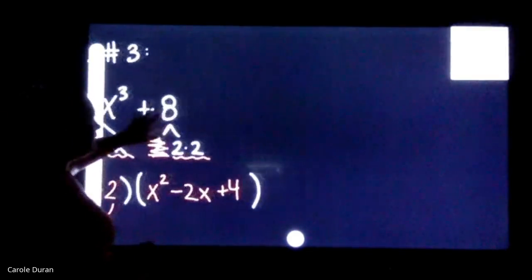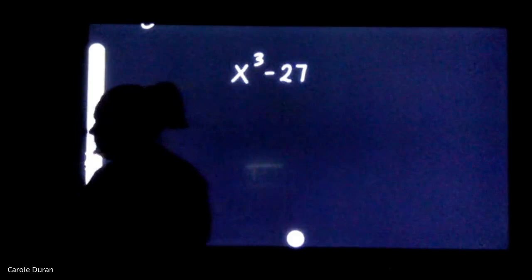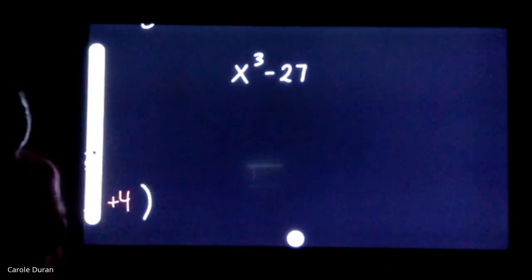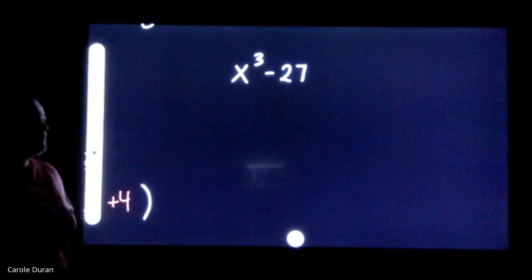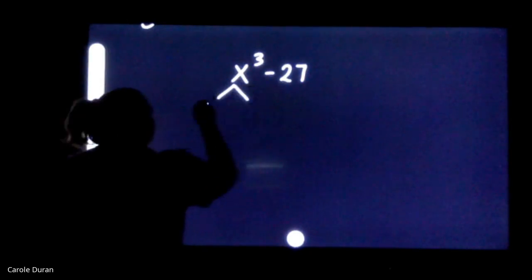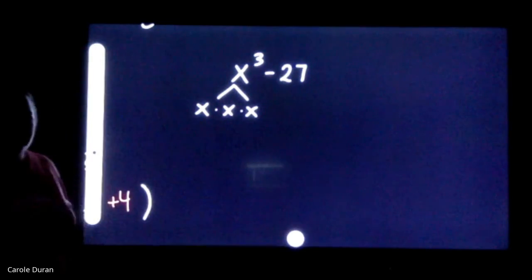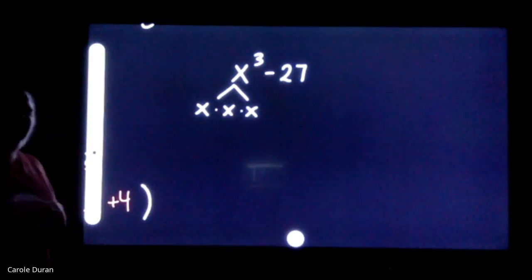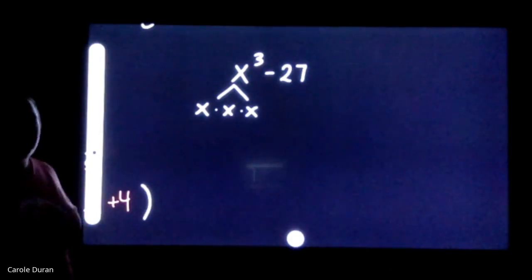Okay, I'm going to scooch this over and we're going to do another example. This one is going to be a difference of cubes. So I have x cubed minus 27. Just like I did before, I need to figure out what multiplies by itself 3 times to get each of these values. So for x cubed, that's pretty easy. X times x times x multiplies together to get x cubed. What about for 27? What multiplies by itself 3 times to get to 27?